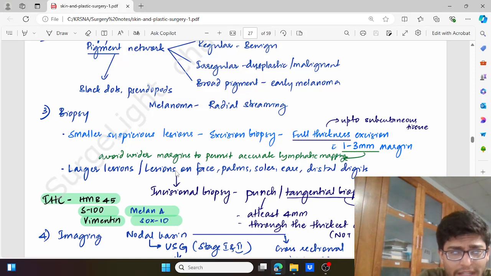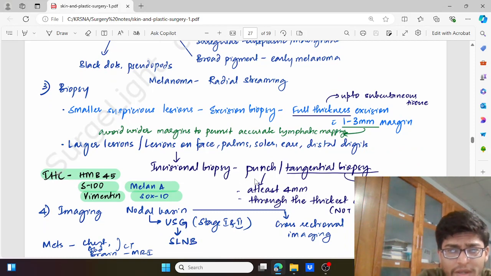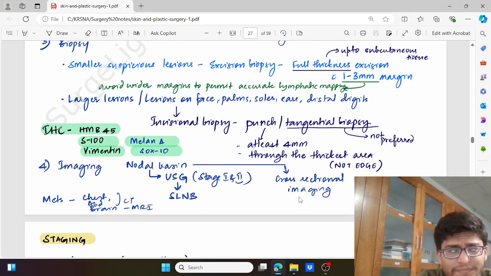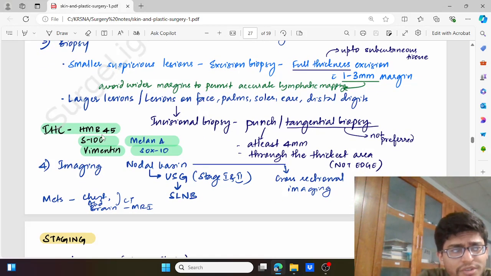For a larger lesion or a lesion on the face, palm, soles, ear or distal digits, we go for incisional biopsy or punch biopsy. Tangential biopsy is not preferred. Punch biopsy, we take at least 4 mm through the thickest area, not the edge. Immunohistochemistry: HMB45, S100, Vimentin, Melan-A, SOX10.